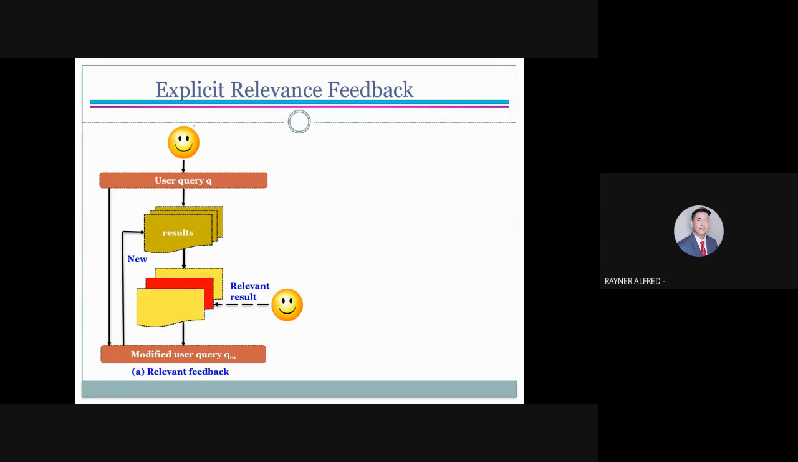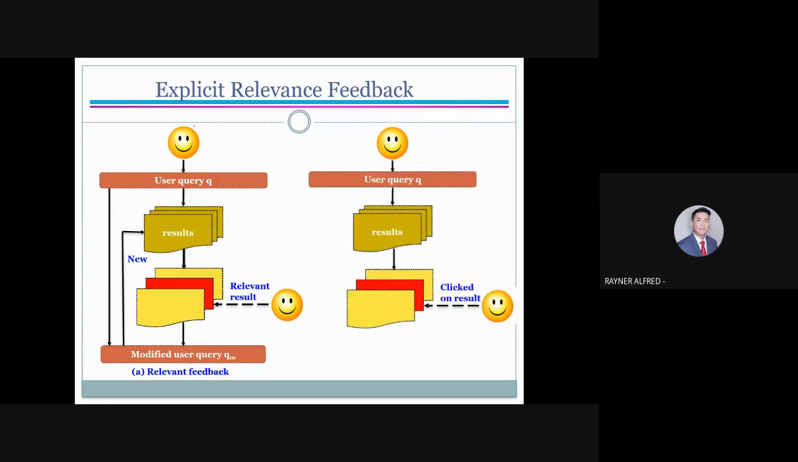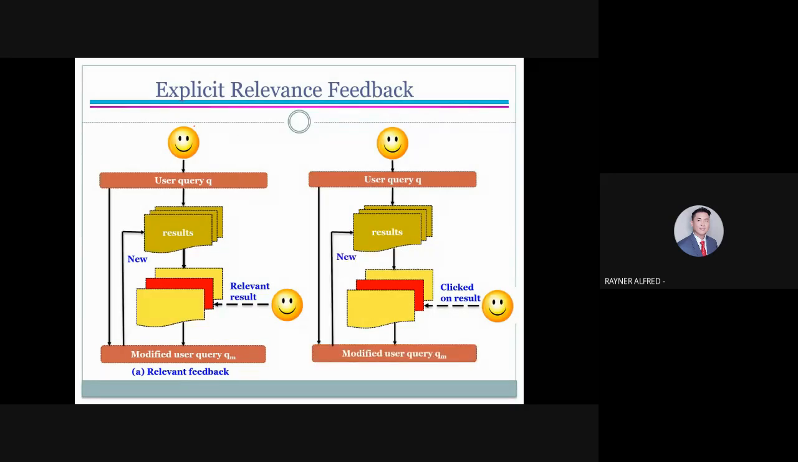So basically, this is explicit. Okay, for the implicit one, we look at what they click on in the result. So by clicking, it means that they are important with respect to the query. So they will get a new result when they modify the user query. So this is click feedback, or implicit. So we can say that this is what? This is explicit. This is implicit.